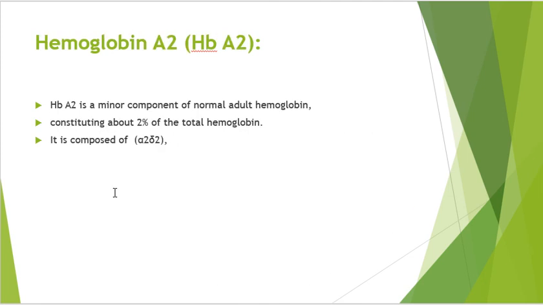Next is hemoglobin A2, a minor hemoglobin. Hemoglobin A2, a minor component of normal adult hemoglobin, first appears shortly before birth and ultimately constitutes about 2% of the total hemoglobin. About 2 to 5% of the total hemoglobin is hemoglobin A2. It is composed of 2 alpha chains and 2 delta chains.